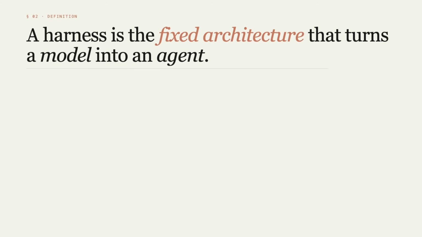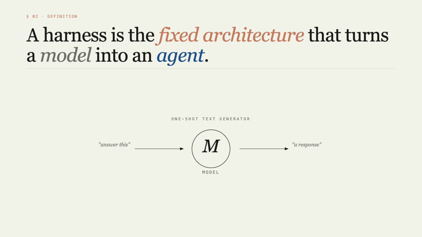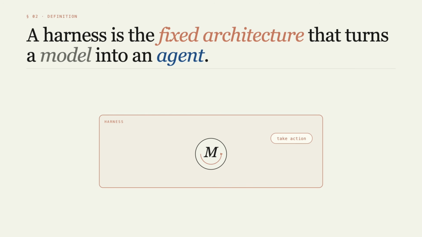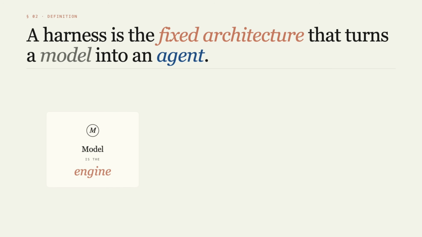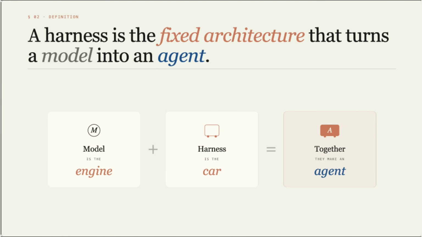In simple terms, a harness is a fixed architecture that turns a model into an agent. If you think about modern LLMs, these are just one-shot text generators. You ask a question, it answers and stops. A harness is what gives it the ability to take action, see the consequences, and keep going until the problem is actually solved. So think of a model as the engine and the harness around it as the car. That's what makes an agent.